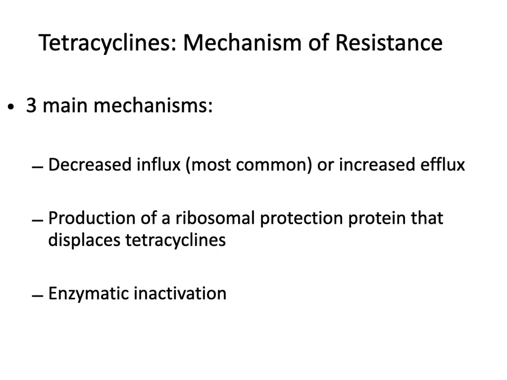Unfortunately, we do have resistance, and the 3 main mechanisms that were proven for tetracycline are decreased influx or increased efflux, and the most common being increased efflux. Also, we have production of a ribosomal protection protein that displaces tetracycline, and we may also have enzymatic inactivation, just like, you know, beta-lactams and aminoglycosides.